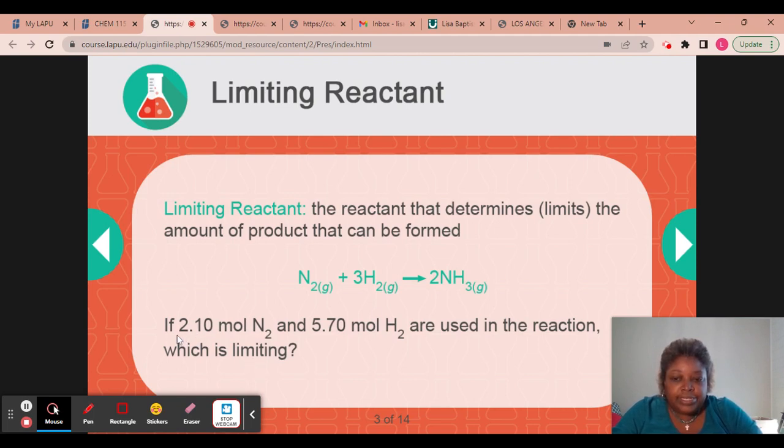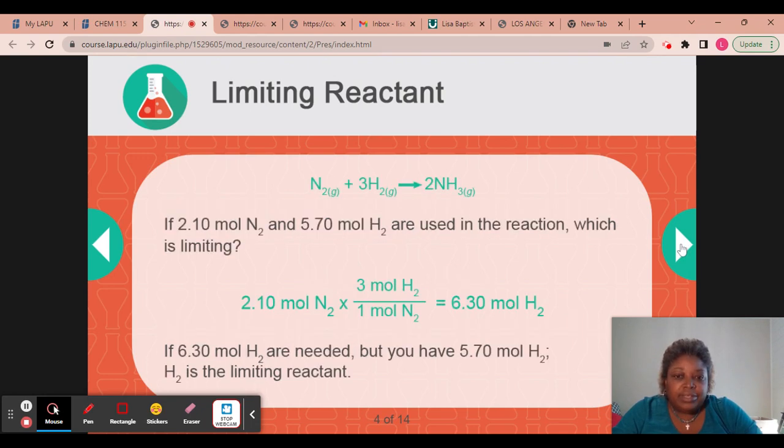And so to do this, it says if 2.10 moles of N2 and 5.70 moles of H2 are used in the reaction, which is limiting. So let's look at how we would set that up. So we would take the 2.10 moles of N2, just simply because it's listed first, and we want to convert it to moles of H2. So 2.10 moles of N2 times 3 moles of H2 over 1 mole of N2.